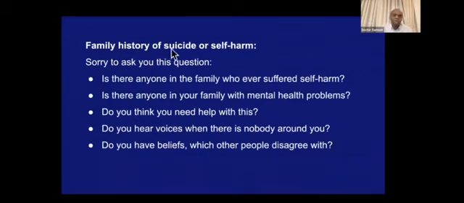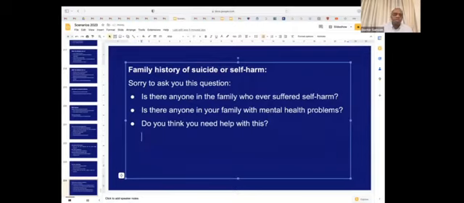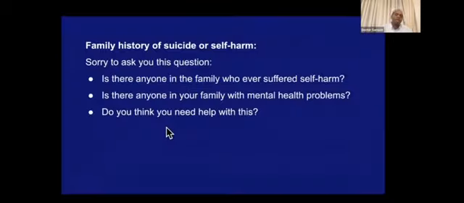A family history of suicide or self-harm is a risk factor. Sorry to ask you this question. Is there anyone in your family who has ever suffered self-harm? Or is there anyone in your family with mental health problems? Do you think you need help with this? Do you ever hear voices? This particular patient, we don't need to ask these questions because she's very oriented and unlikely to have any other mental health problem.